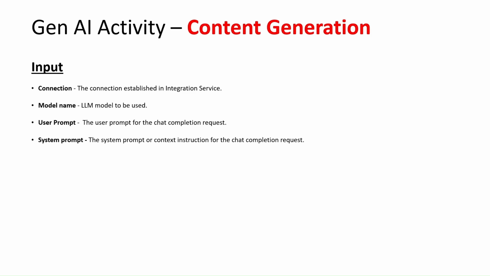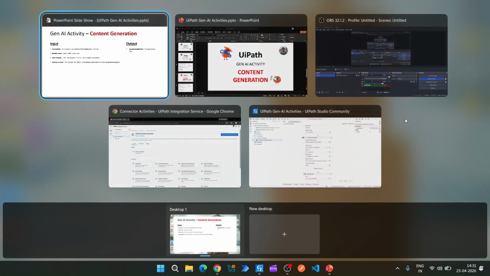Once we pass in all these inputs, we get an output which will be the generated content. That is something we will get from the LLM. So let's head back to the UiPath Studio and see how we can use this particular activity and how we can generate content with it. Let me just navigate to the UiPath Studio desktop.